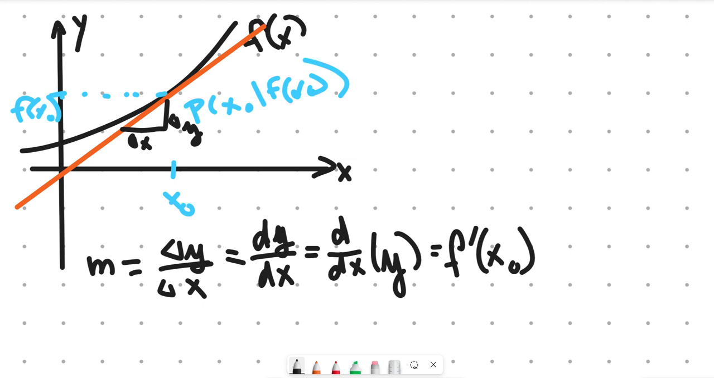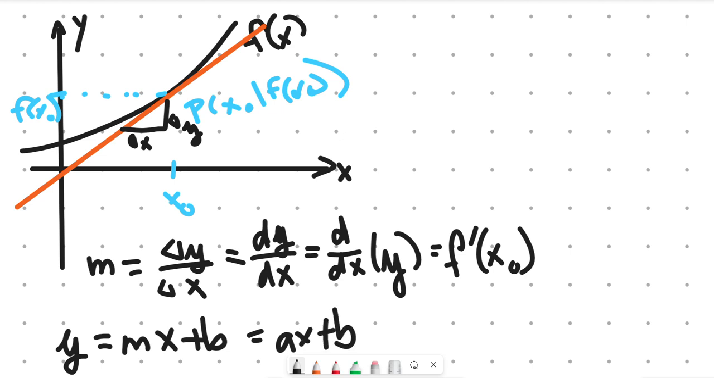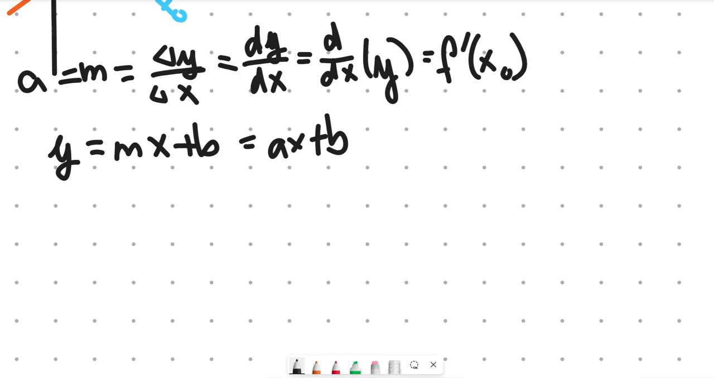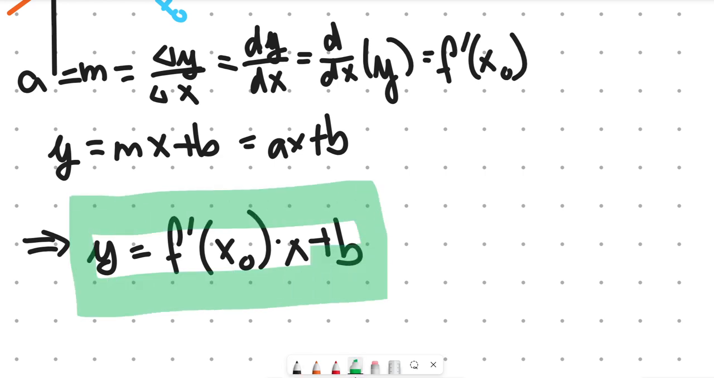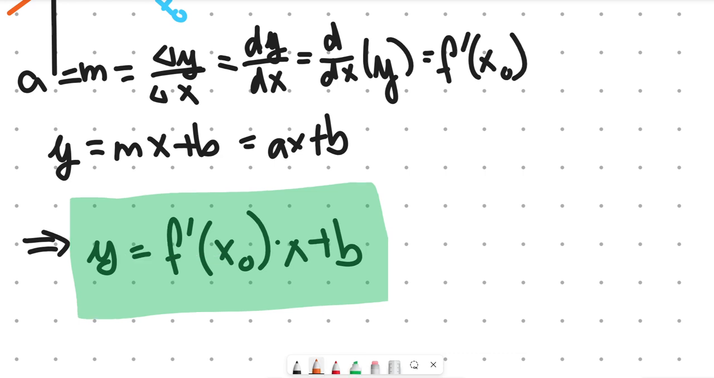Now the line has the slope formula y is equal to mx plus b. You can also call it ax plus b, for instance, if you want to do it alphabetically. But for the normal reasons, we just use m for the slope. Now, since we have m, or a if you want to call it a, we have y is equal to f prime of x naught times x plus b. Okay, so we already have this information. Now, the only thing we need to know is the b itself. So we're going to try to find out what b is.